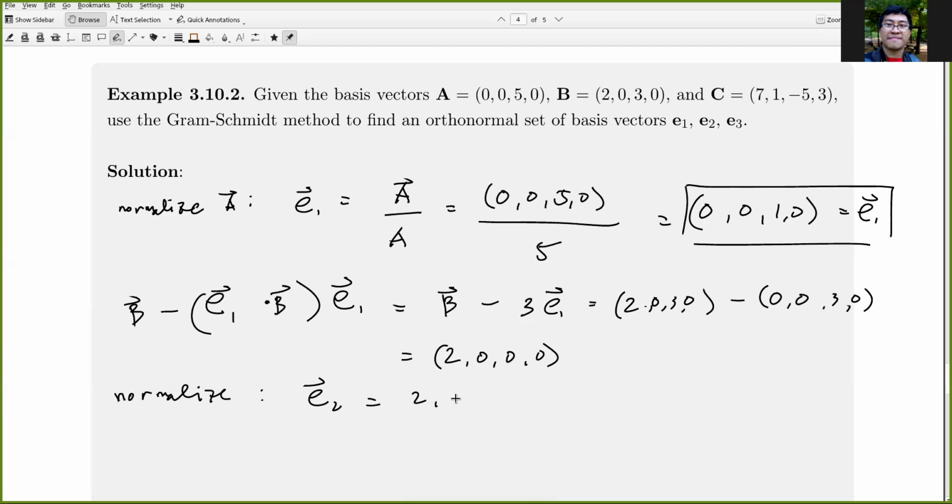So that's 2000 divided by the norm, which is 2. So that's 1000. That's our E2.